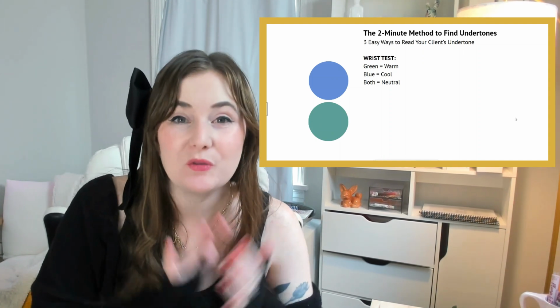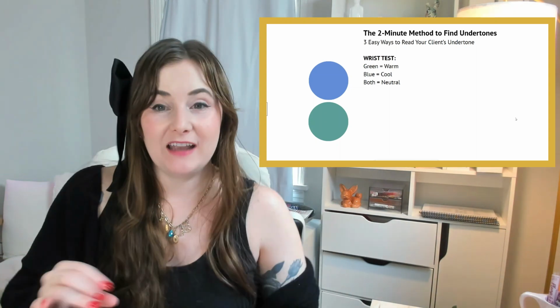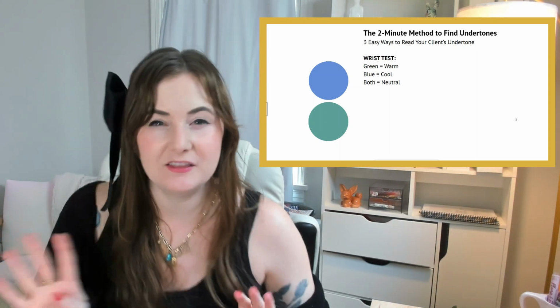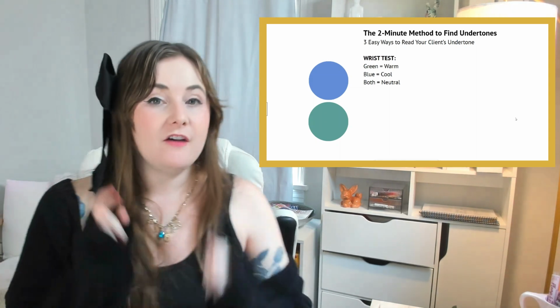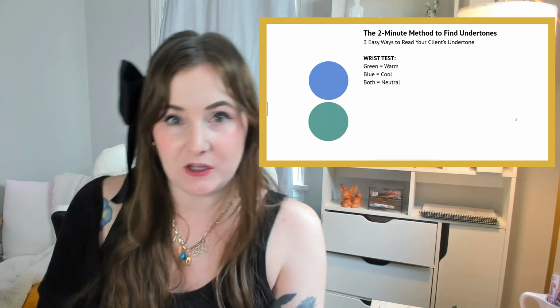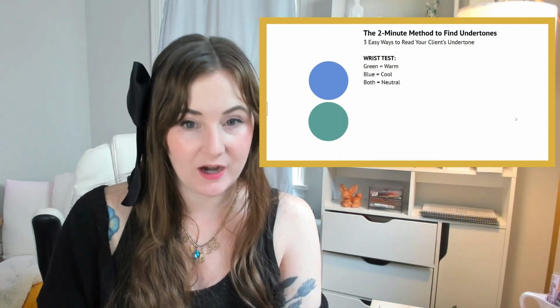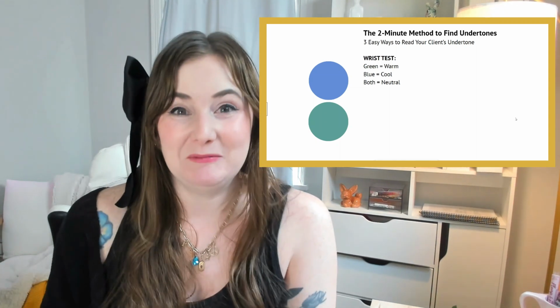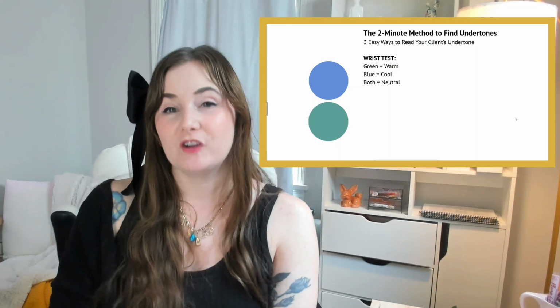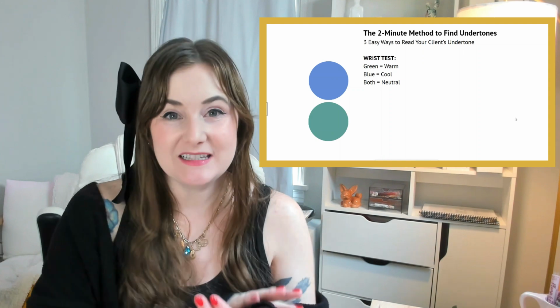Okay, so you might be wondering, but Ren, how do I figure this out? So I'm going to give you 3 ways to find out someone's undertone in 2 minutes or less, okay? Actually, I think there's 4 ways. So the first way, and I hope you guys are going to be doing this on yourself as we go through. So if you've never done this before, hopefully you have some discoveries during this that then you can share with your clients. But the first test we're going to do is the wrist test.